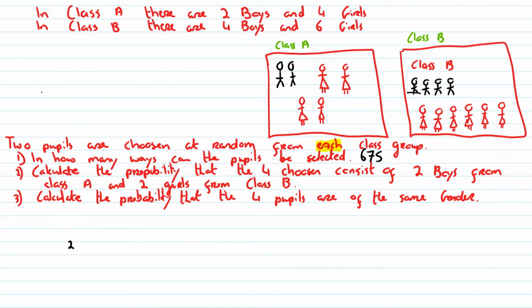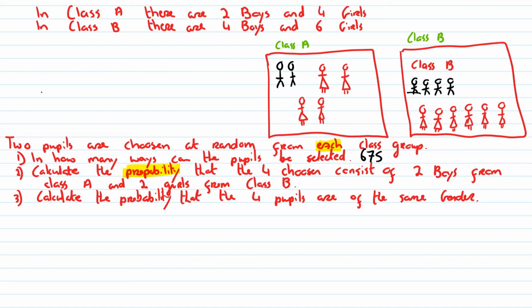The next question, calculate the probability. As soon as I see that word probability, it means I'm going to have to get an answer between 0 and 1. So it's not going to be just a normal number. It's going to be a number between 0 and 1. So calculate the probability that the 4 chosen consist of 2 boys from class A and 2 girls from class B. Remember, going back to second year, probability is the total number of possible outcomes on the bottom, and on top of the fraction is the number of successful outcomes.